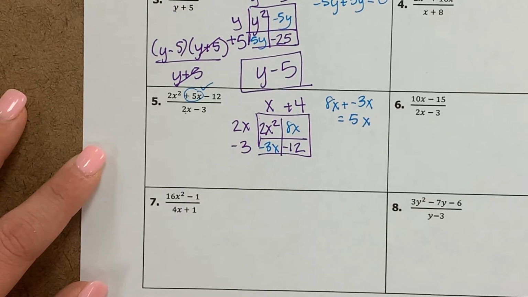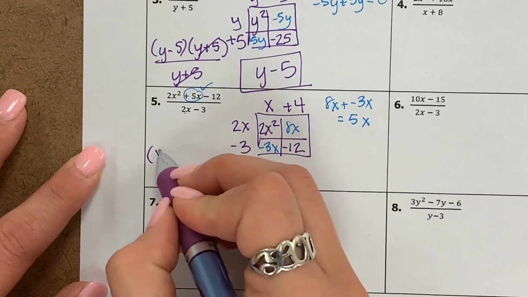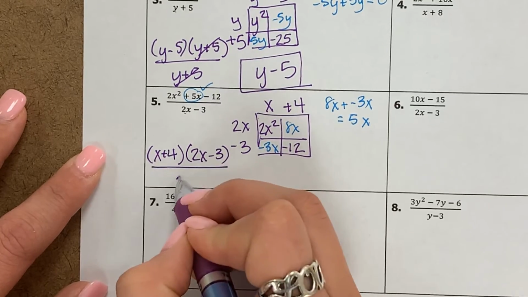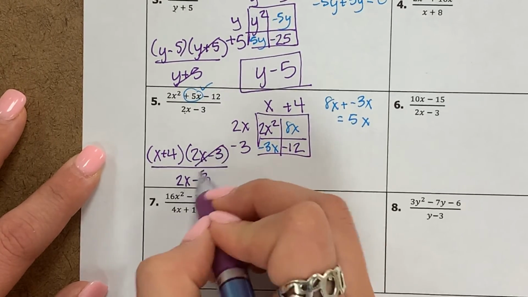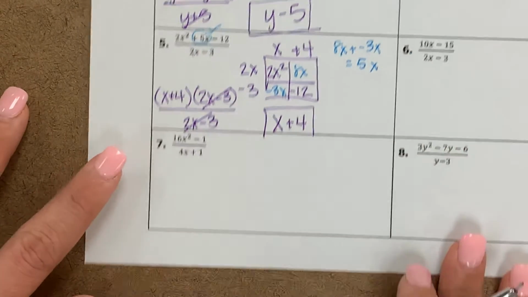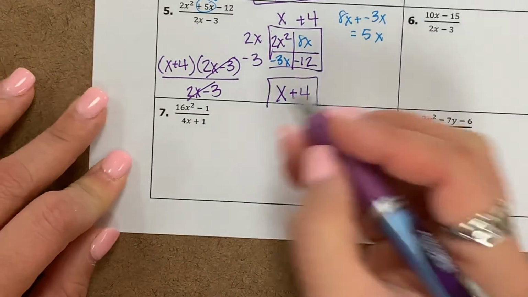From there, we rewrite our two factors. X plus 4, 2x minus 3, divided by 2x minus 3. These two cancel. We're left with x plus 4. All right, last example we're going to do together.